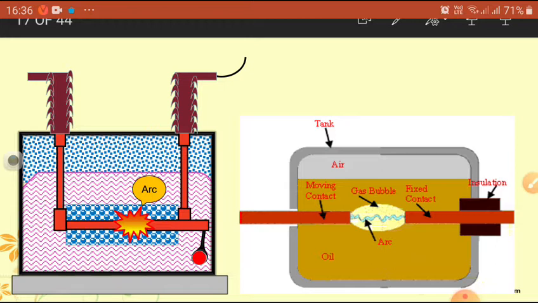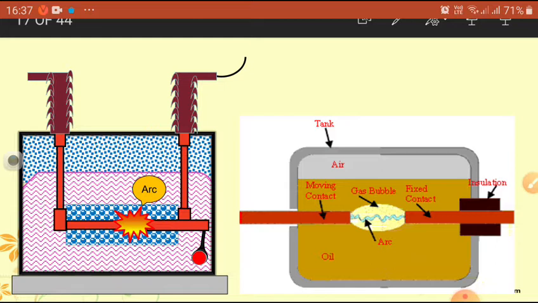So these are the things. The gas, already we know that. So mostly it has different types of gas particles. Most of the 80% of the gases are hydrogen gases, methane gases, ethylene gases, acetylene gases. These are the different types of gases generally developed, generated when an arc is struck with the surrounding transformer oil.